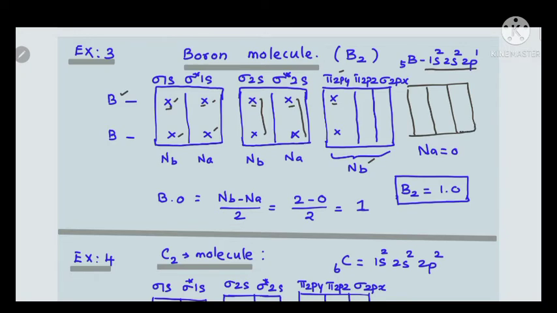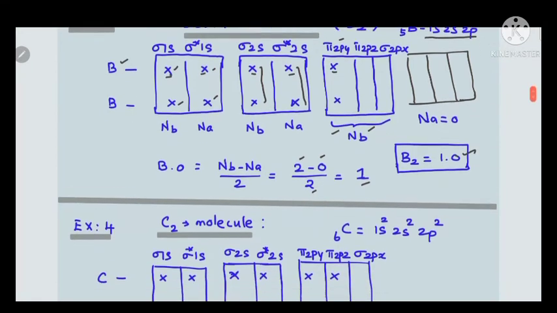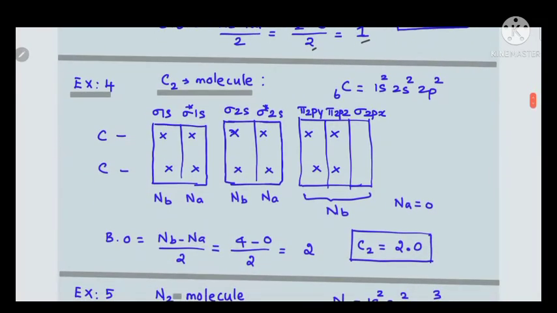Now I substitute in the formula, Nb minus Na divided by 2. The number of electrons in the bonding molecular orbital is 2, minus Na 0, divided by 2, so I am getting 1. Therefore the bond order of the boron molecule is also 1, like hydrogen and lithium. So next one, the carbon molecule C2.